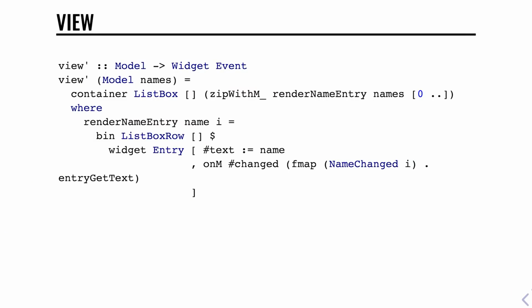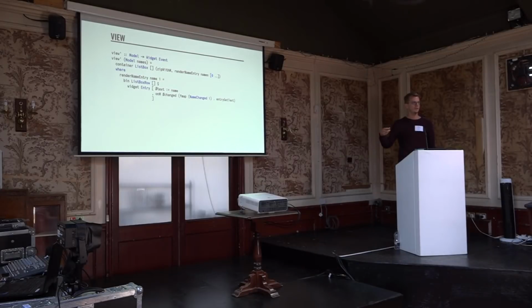So the render name entry function is defined below. It takes a name and an index, and creates a list box row to be put in that list box, which carries a widget, which is a text entry, having that name as the text. In case it changes, we will emit a name changed event with the index and the current text value of the entry. So here we need to use that effectful event handling.